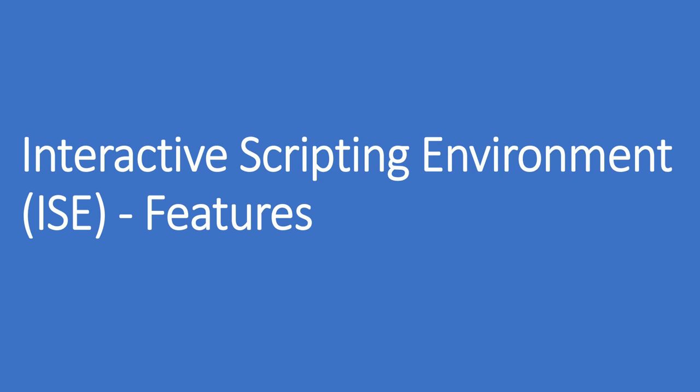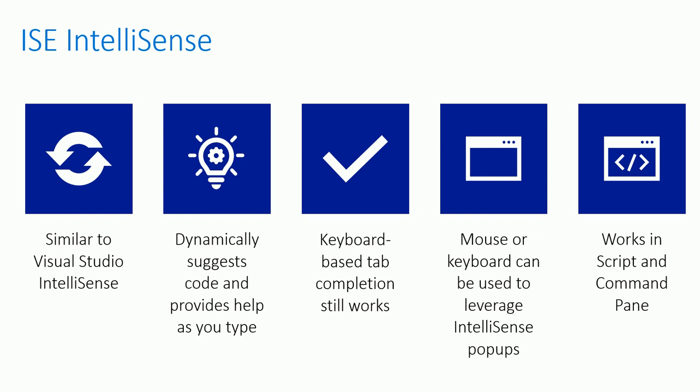Interactive Scripting Environment features. So what you will get in the ISE is IntelliSense. Similar to Visual Studio IntelliSense, if you work in Visual Studio, you can easily understand how it is working. You type some words and it will hint you similar names. It will find the similar names and give you the option to select it. It dynamically suggests the code and provides help as you type. Keyword-based tab completion is there, and with the mouse you can click and select it. That practically I will show you.